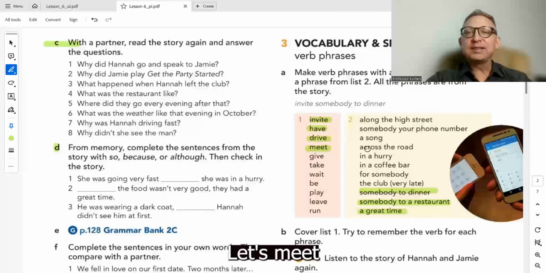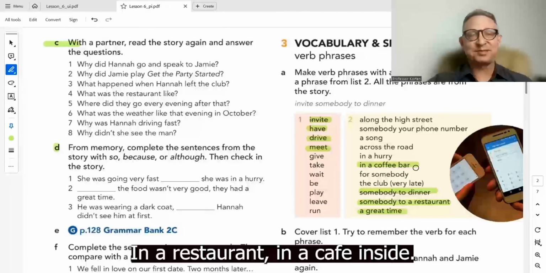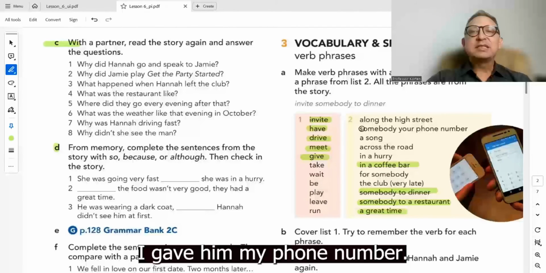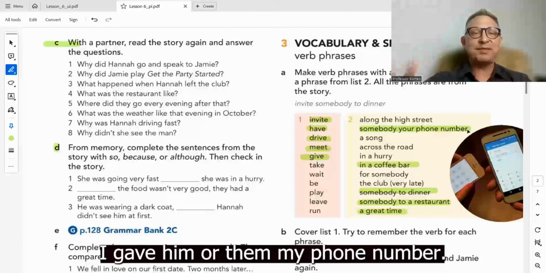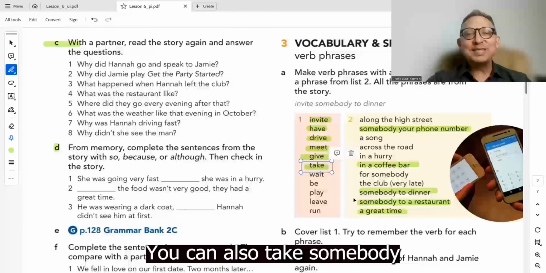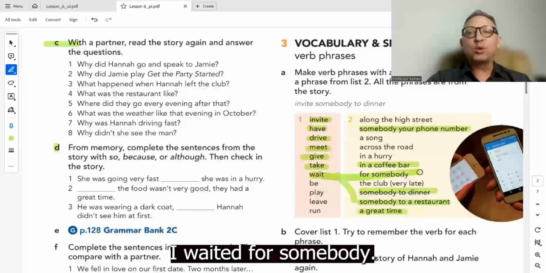Let's meet in a coffee bar. I met them. I met my friend in a coffee bar, in a restaurant, in a cafe, inside. Let's give. I gave him my phone number. I gave him or them my phone number. I took, okay, you can also take somebody to the restaurant. I took them to the restaurant. I waited for somebody.